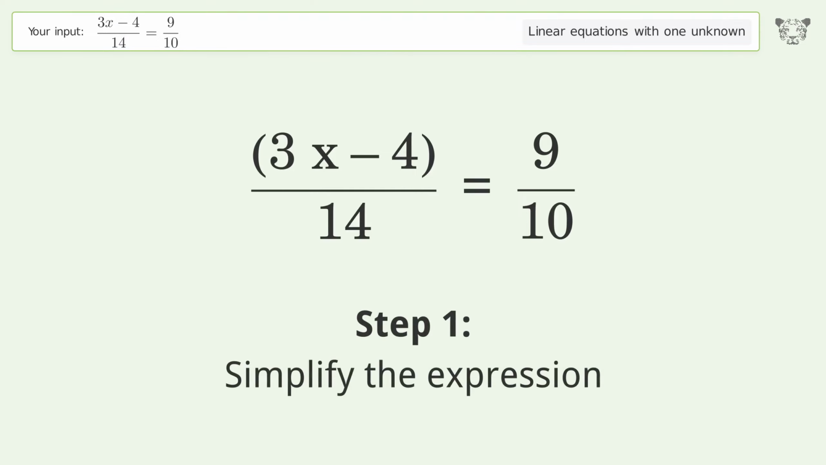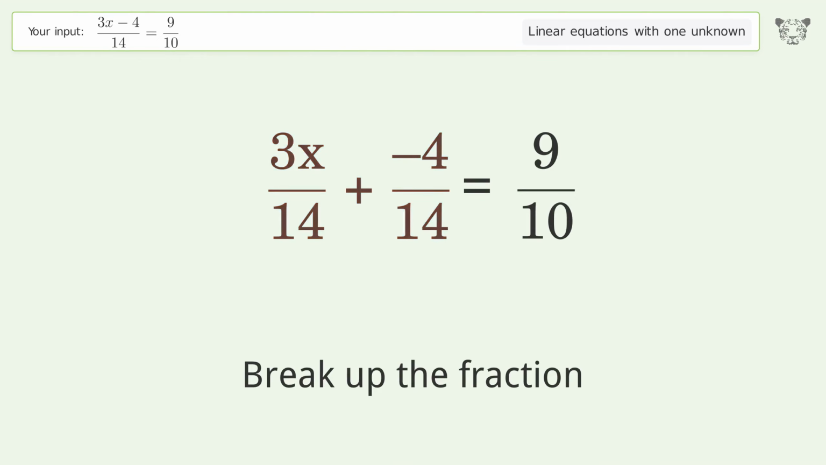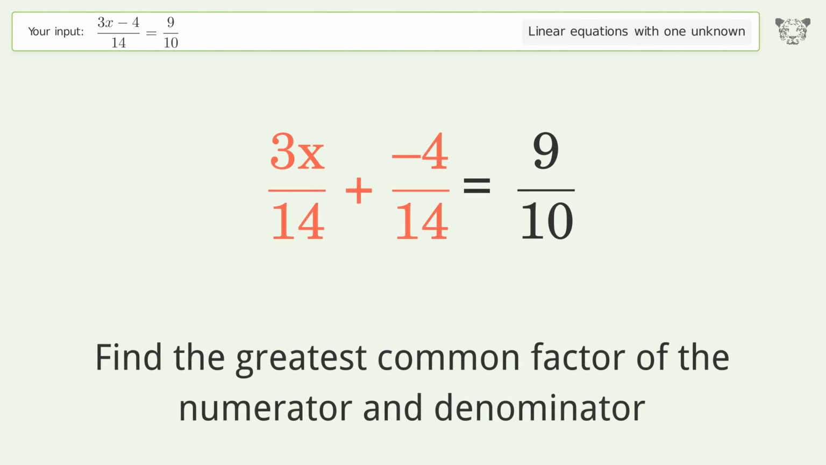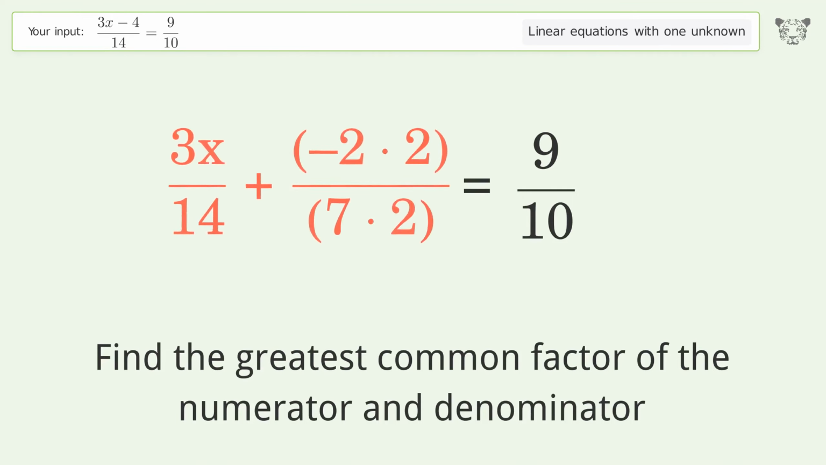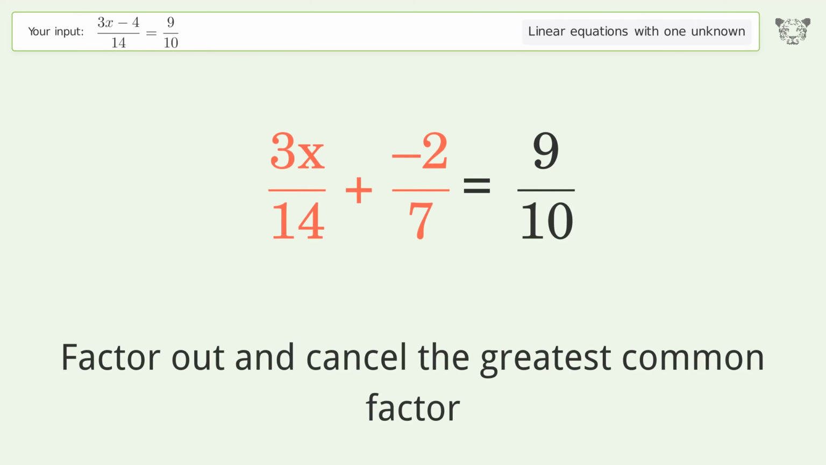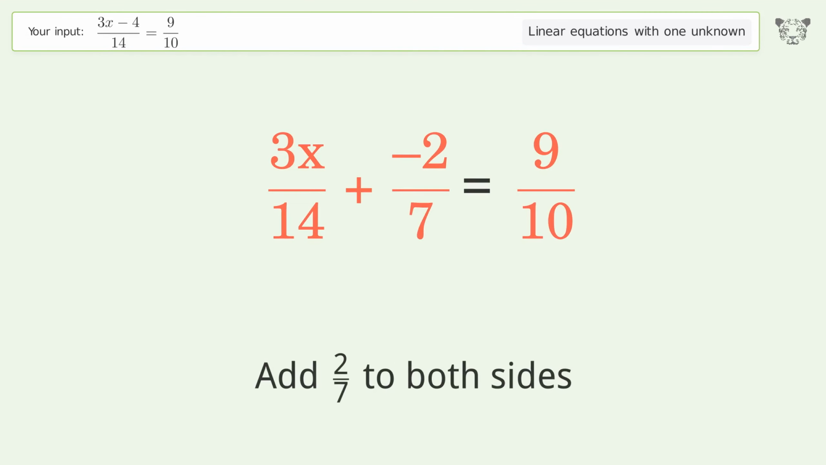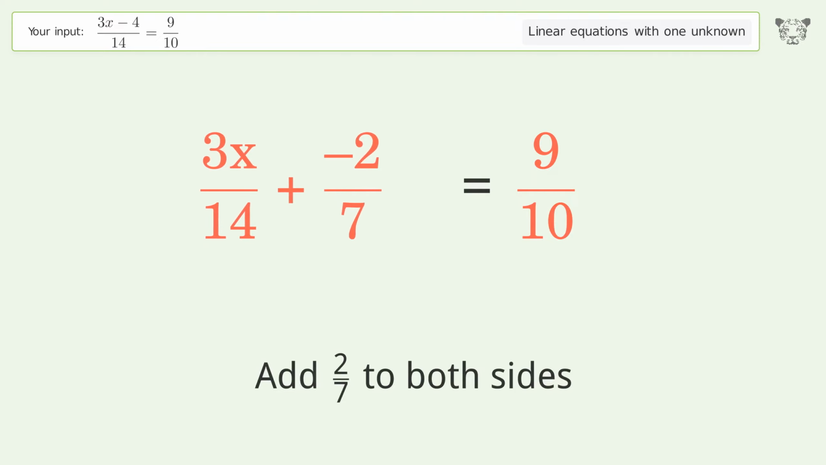Simplify the expression. Break up the fraction. Find the greatest common factor of the numerator and denominator. Factor out and cancel the greatest common factor. Group all constants on the right side of the equation. Add 2/7 to both sides.